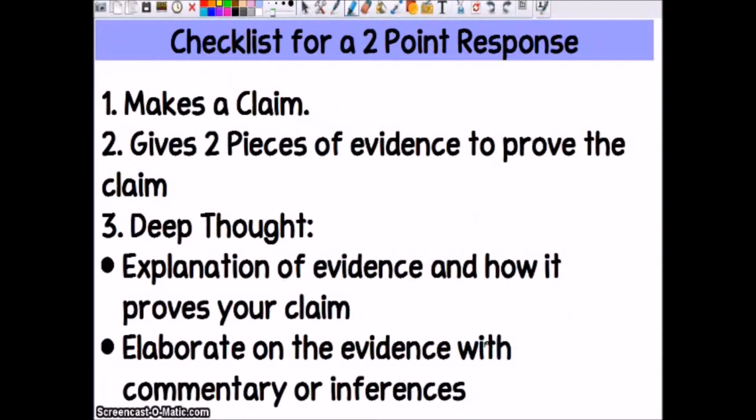Alright, so we've looked at this checklist for the 2 point response. Again, I wanted to show it to you one more time because this is our goal. And you want to think whenever you're writing a short response, did I include these 3 items? Because only a response that has all 3 items is going to get the 2 points.